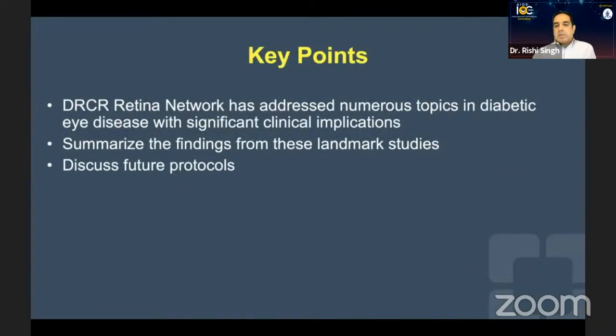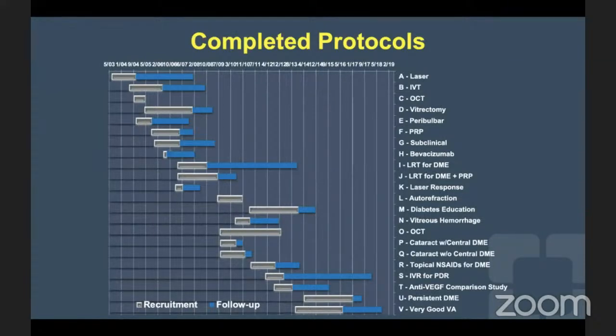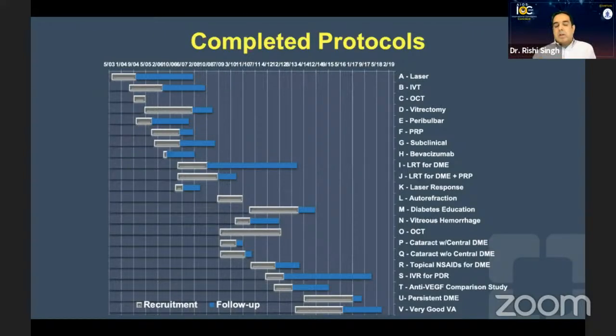So the key points, I'm going to address the numerous topics addressed by the DRCRnet. I'll summarize their findings, and I'll discuss some of their future protocols as they relate to practice. And the DRCRnet, I should say the DRCR Retina Network now, has done so many wonderful studies in the area of diabetes. And now they've expanded beyond the realm of diabetes into obviously AMD, for photography and assessing diabetic retinopathy. They're even looking at conversations you have. They did look in the studies at conversations you had with the patient in the office and whether that would decrease the hemoglobin A1C in the patient.